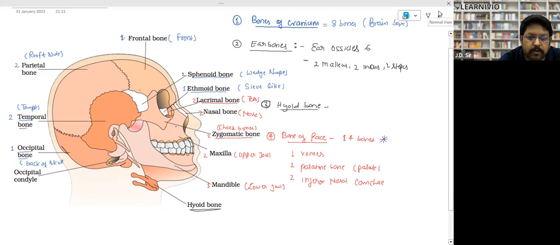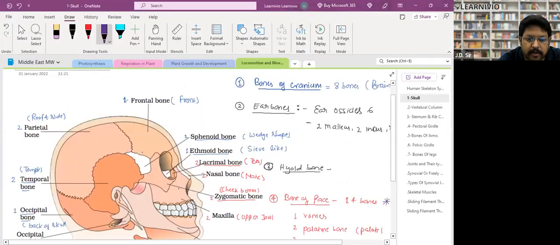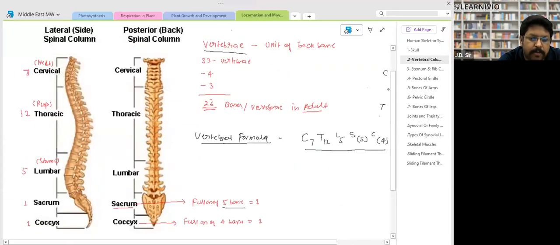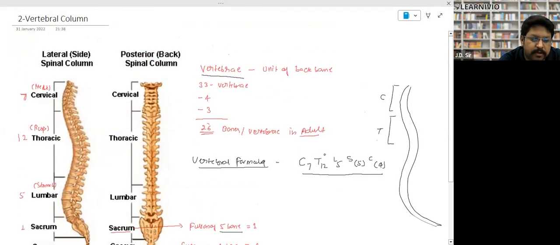So I have told you what questions, what kind of question you can get. Vertebral column: how many bones are in the vertebrae, and what is the vertebral formula, have been asked. Look. So first, the vertebral formula is C7, T12, L5, S5 fused, C4 fused, right?